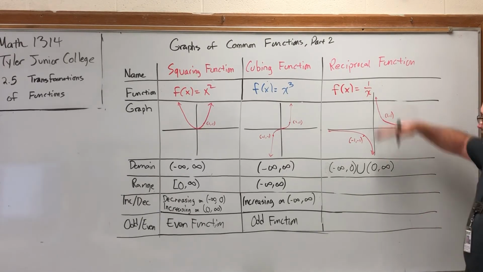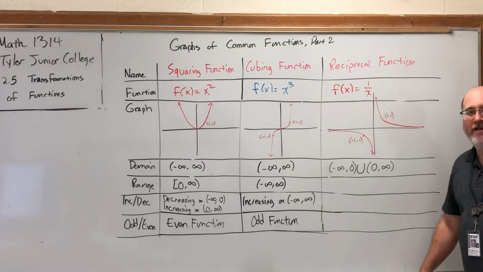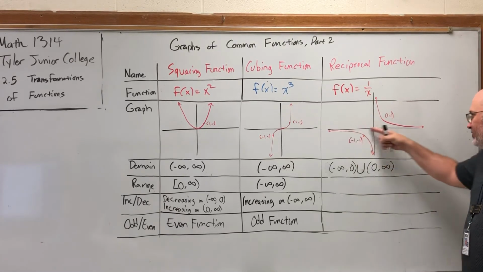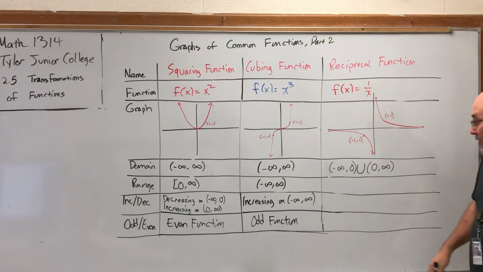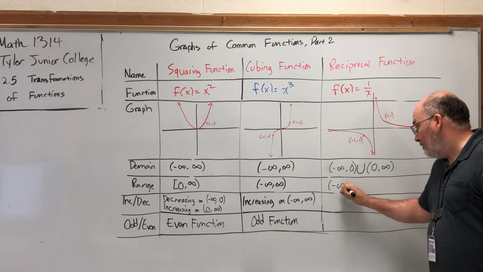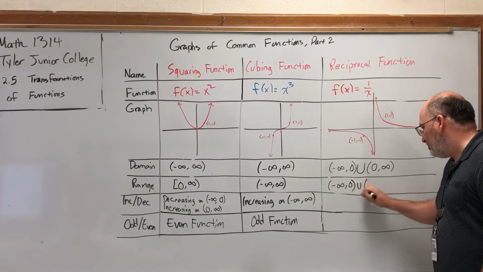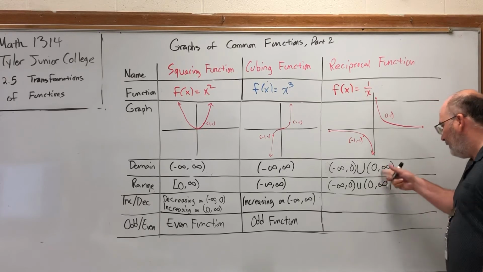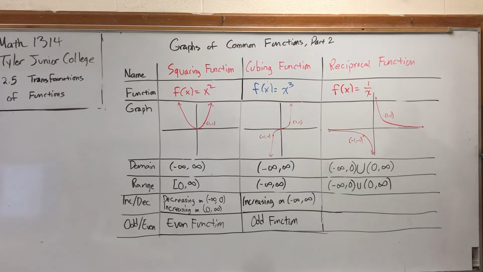Now that we have the graph, what's the range? You would think it's negative infinity to infinity, but there's one y value excluded, and that's y equals 0. So the range is actually the same as the domain. You can get out any number except 0, and you can put in any number except 0.